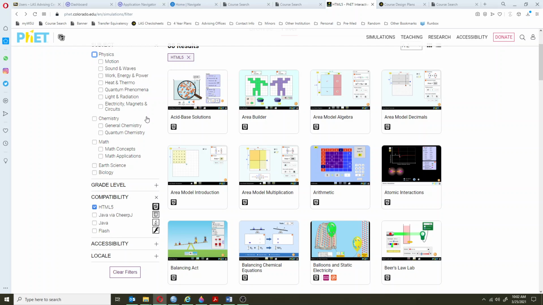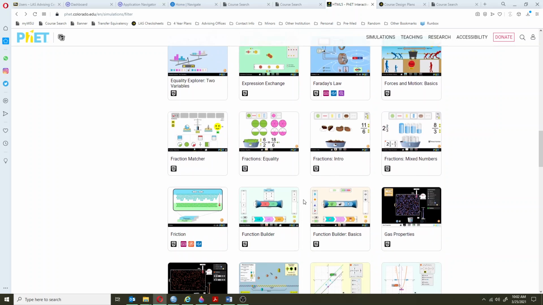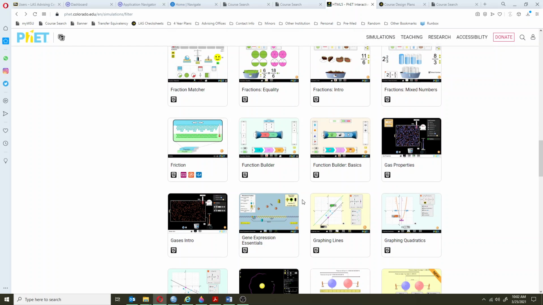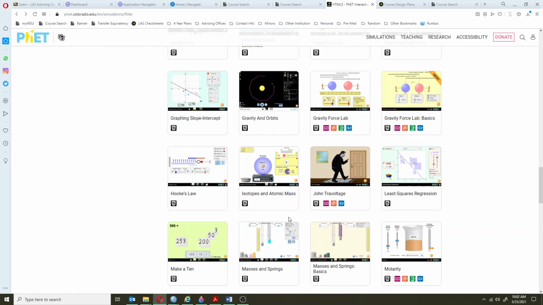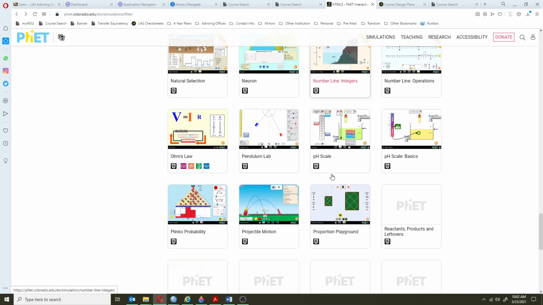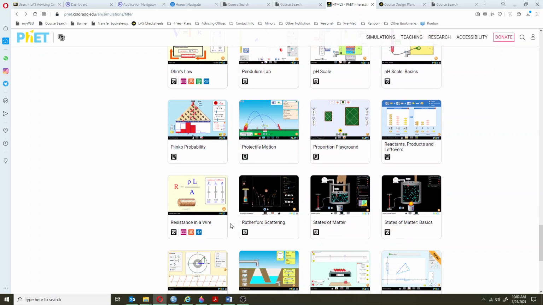For chemistry, you've got acids and bases and solutions. There's one for biology, which is more ecology. But if you dig through it, there are tons of different ones, and some of them are really fun. There's a math one for graphing. This one really doesn't make a lot of sense, but it's kind of funny. Anyway, you can choose whatever you want.